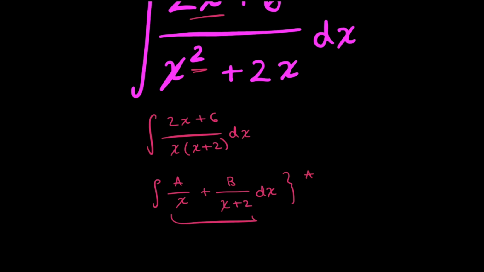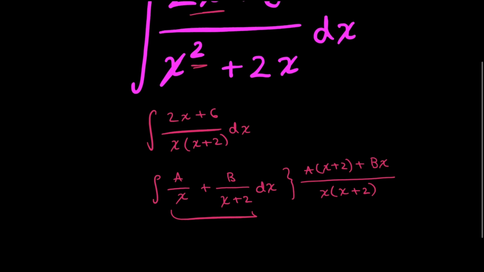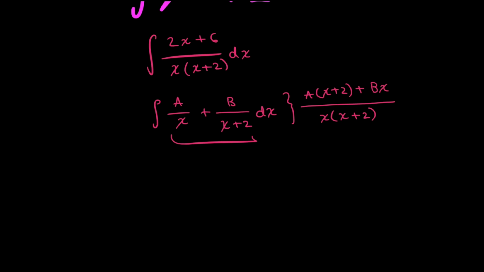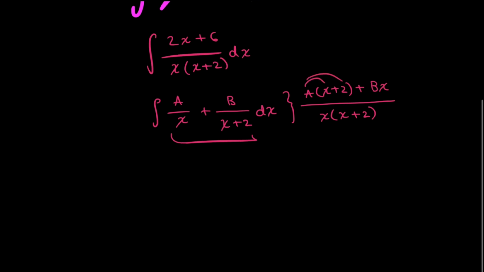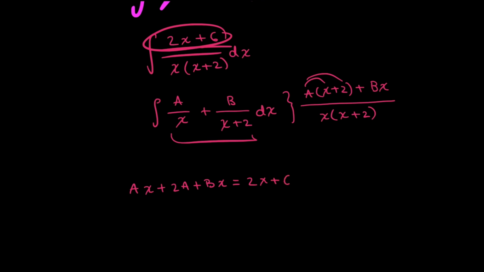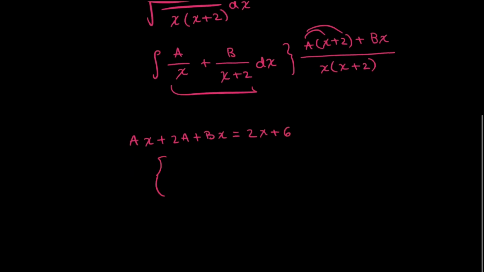So I have a times x plus 2 plus bx, all over the same denominator, which should not change. I don't really care about the denominator at this point, just the numerator. Let me distribute this and write it down here: ax plus 2a plus bx is equal to my original numerator, 2x plus 6.